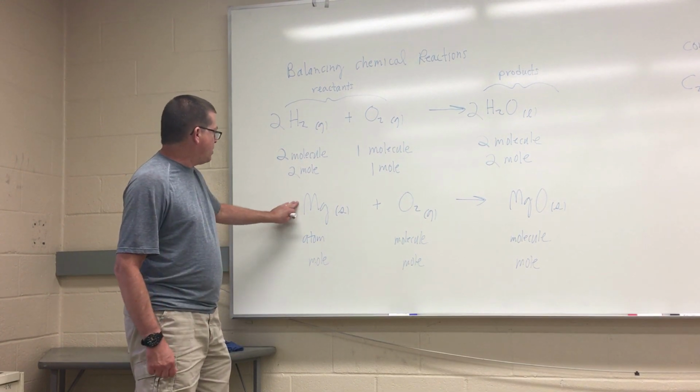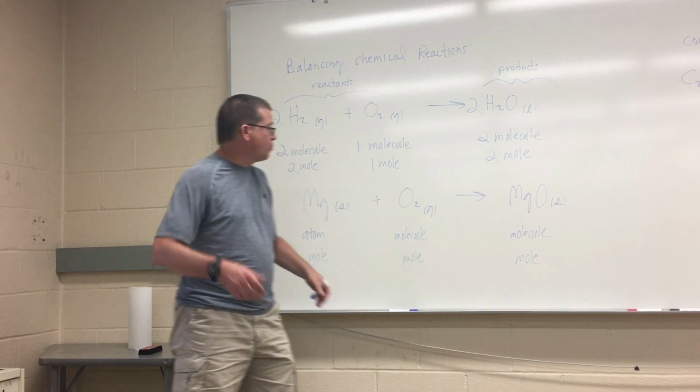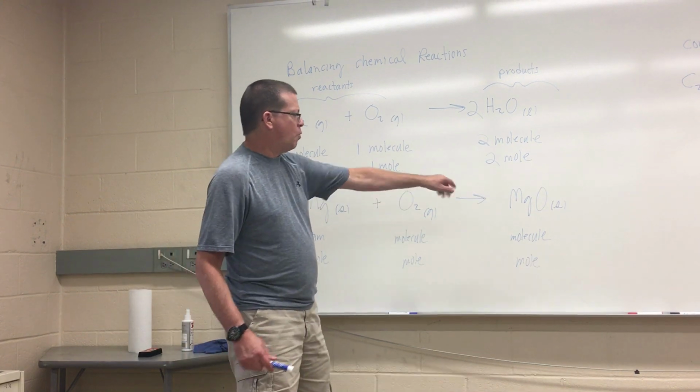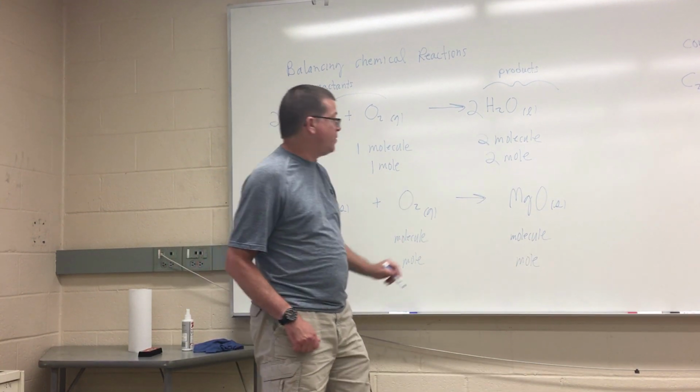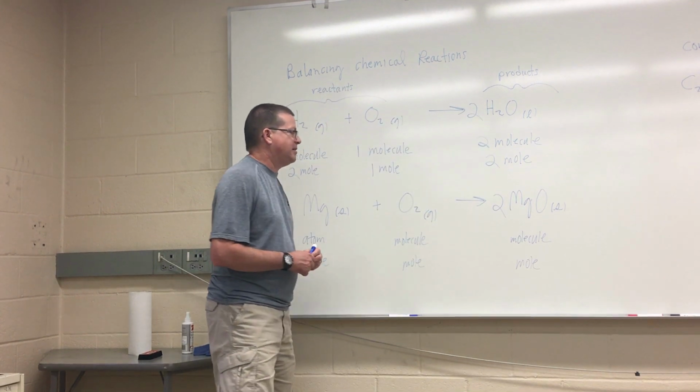So I've got one magnesium on the left, I've got one magnesium on the right. We're good with regard to magnesium. But I've got two oxygens on the left, only one on the right. We're going to use our whole number coefficient to make that right. So I need two magnesium oxides now.